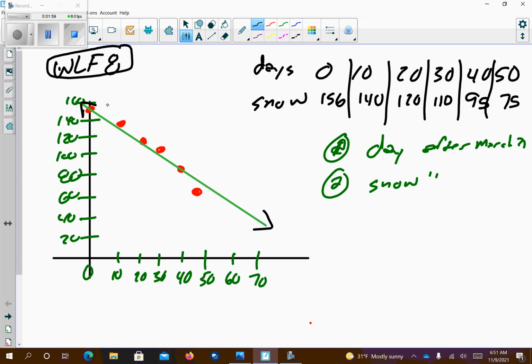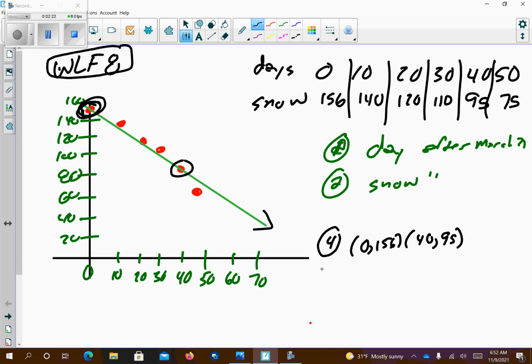Okay, write an equation, line of best fit. So I'd probably stick with this point. So this is number 4. I'm going to use 0, 156. Then I'm going to find another one that's close. So that 40 looks close on my line of best fit. And then find the equation of the line of best fit.